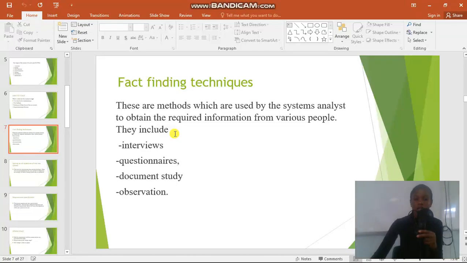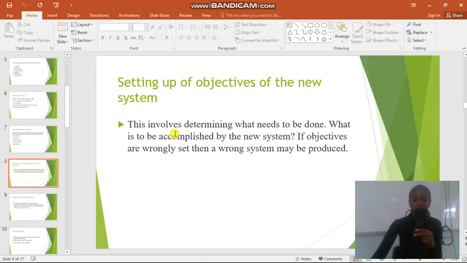And the last one is setting up of objectives of a new system. This involves determining what needs to be done and what is to be accomplished by the new system. When the objectives are wrongly set, the wrong system might be produced.